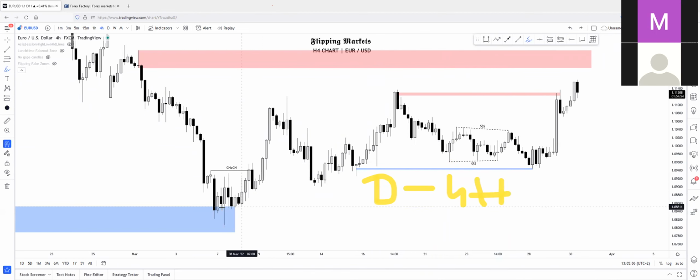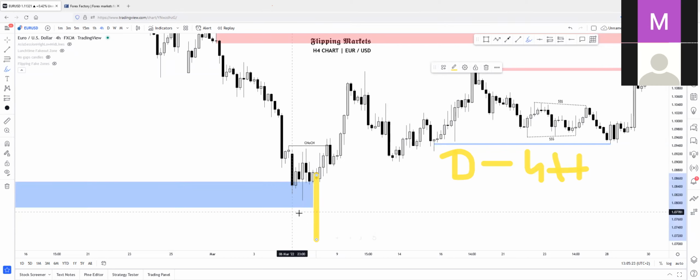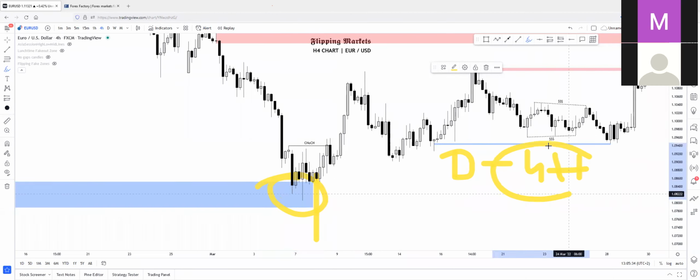Let's say price steps into the demand zone right here, and this demand tap can be confirmed only on the 4-hour chart, not on the 1-hour chart, not on the 3-hour chart, not on the 5-hour chart, but only on the 4-hour chart. If price steps into this demand zone and, for example, wicks below it on the 4-hour chart but closes above this demand zone, that will be a liquidity sweep, because this is a daily demand zone, and it can be confirmed by the 4-hour chart.